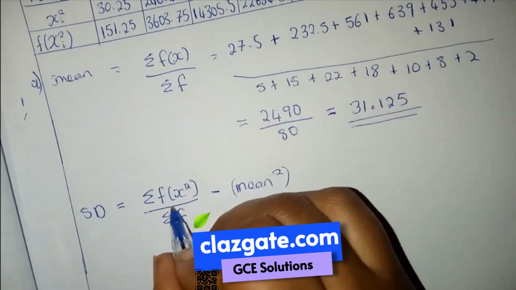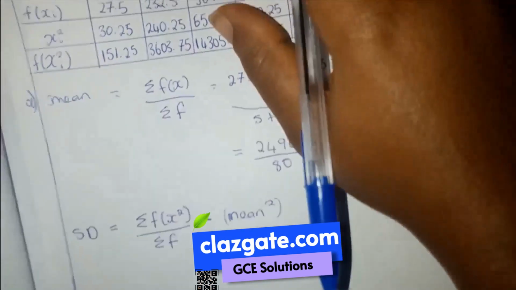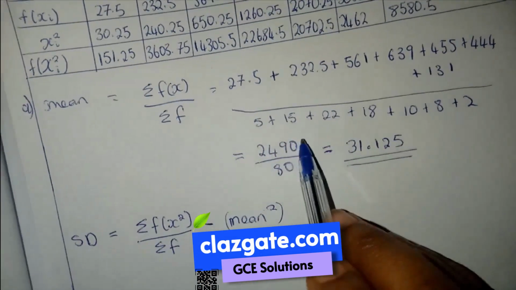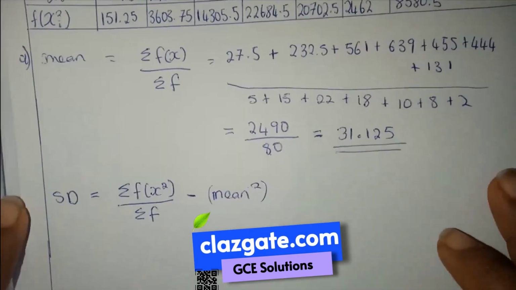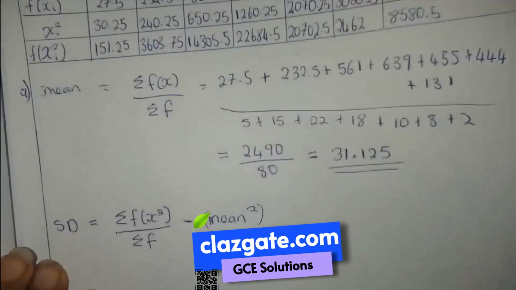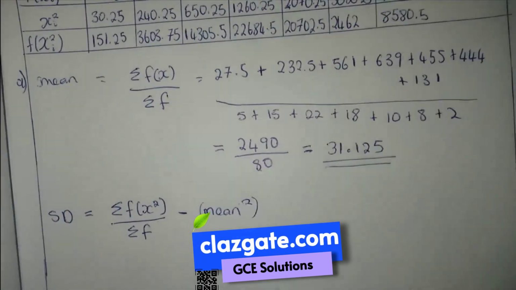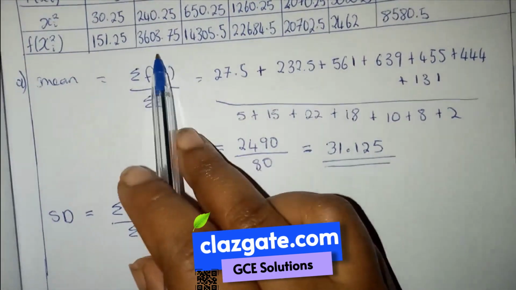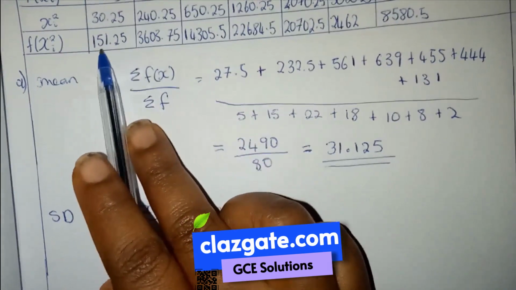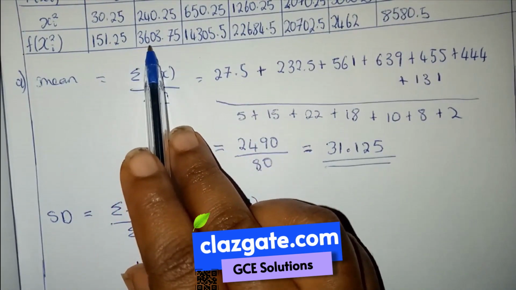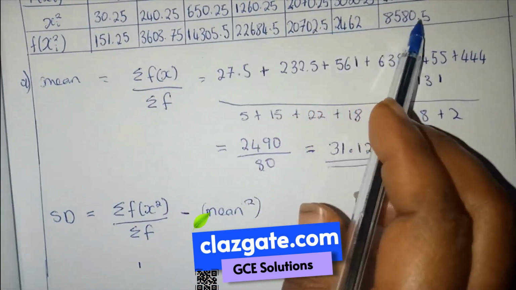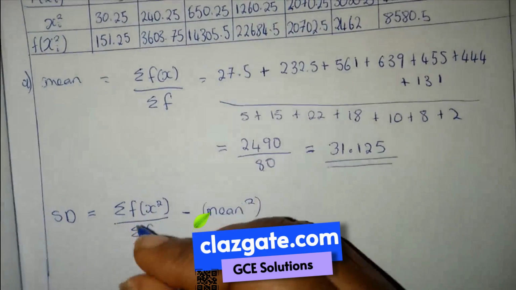We're going to sum f of x square, and that is these values here. We're going to sum all of this and divide it by summation of f, and we know that summation of f is 80. So let's sum. It's going to be 151 plus 330 plus 151 plus 360 plus 14 plus this plus this plus this plus this plus this. Okay, what's the sum of it?